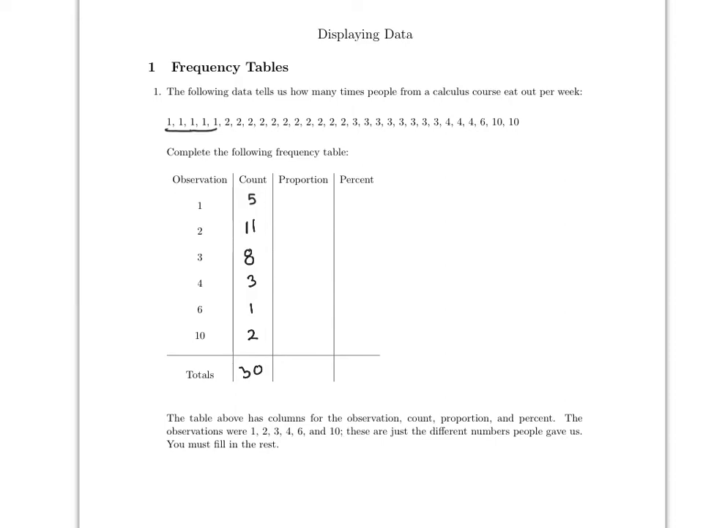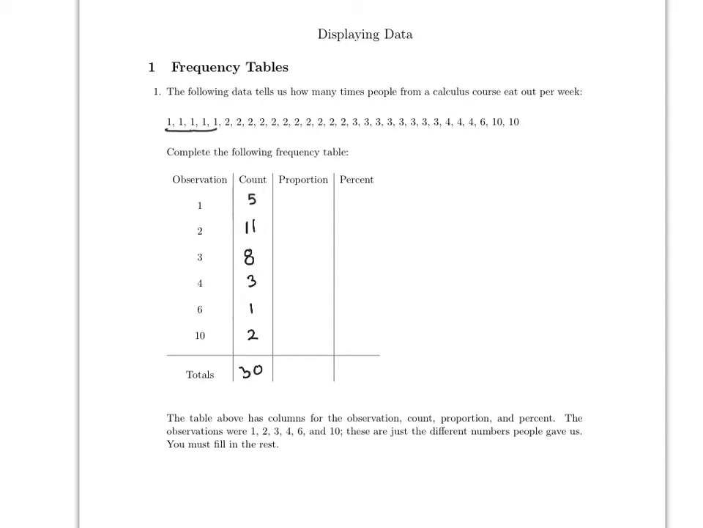Now that's important because the next thing we want to do is calculate the proportion. That is, it's awesome that 5 people ate out once, but really, is 5 a big number? Is it a small number? That is, how big is 5 with respect to the entire class size? This is what proportion tells us. It's also called the relative frequency. That is, how frequent it is relative to the overall sample size.